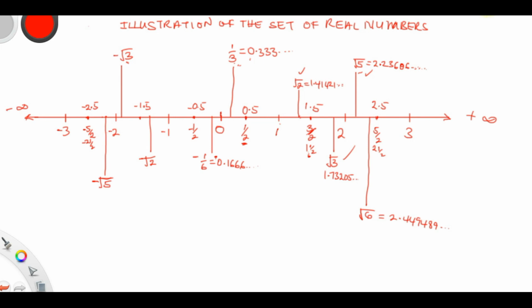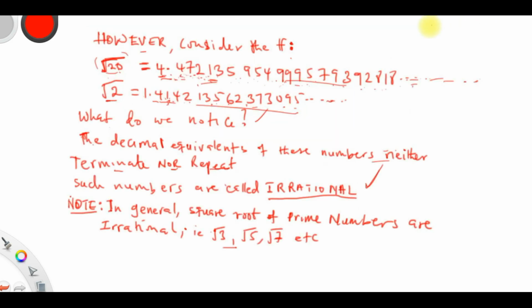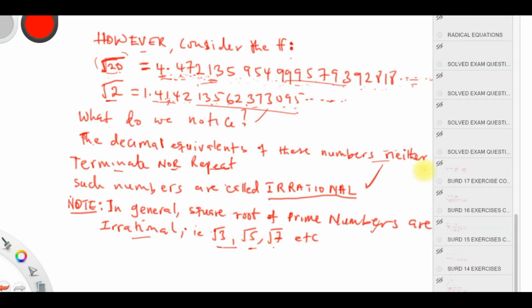Just a minute. As we were saying in the previous lesson, in general, the square root of prime numbers, if you find their decimal equivalent, will neither terminate nor repeat. They are called irrational numbers. Yes, so that is it. Let us continue.